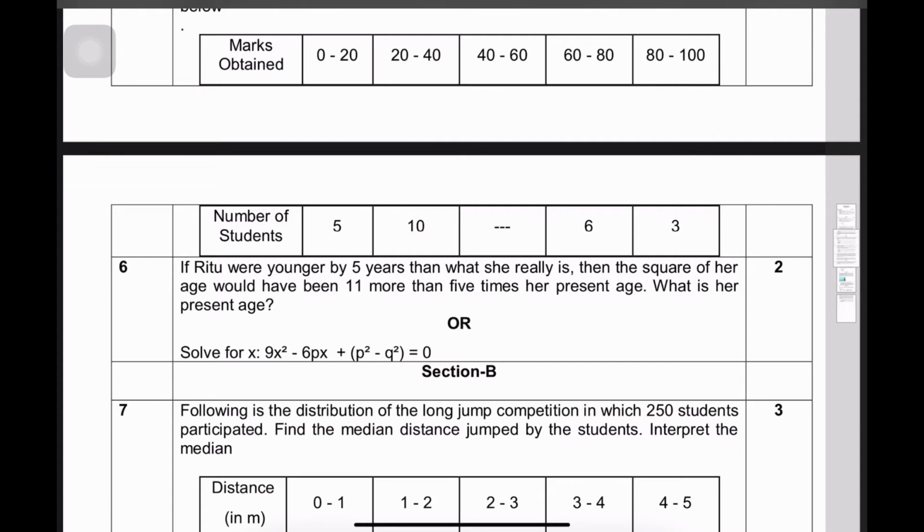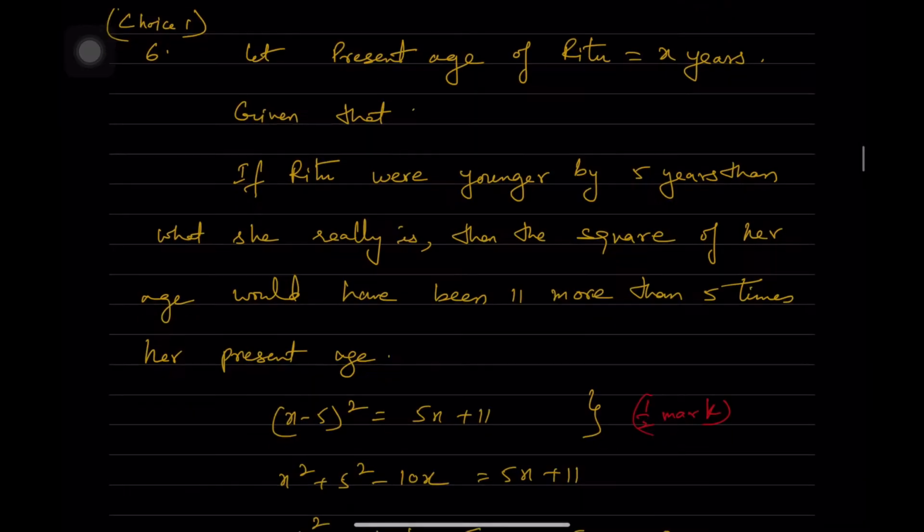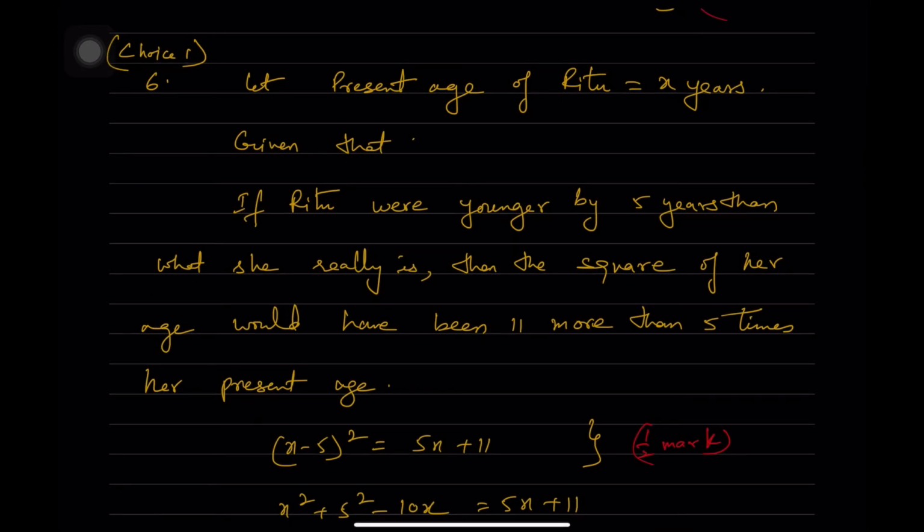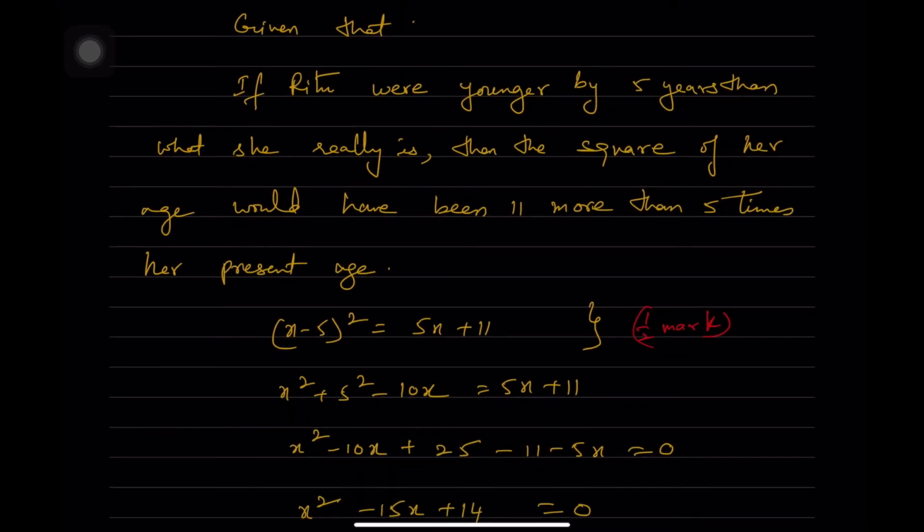So here we'll just see what is defined from this problem. So let the present age of Ritu be equal to x years. Given that if Ritu were younger by 5 years than what she really is, then the square of her age would have been 11 more than 5 times her present age. So 11 more than 5 times her present age means 5x plus 11, and the square of her age when she was 5 years younger, so (x minus 5) whole square is equal to 5x plus 11. According to the question we get this equation.